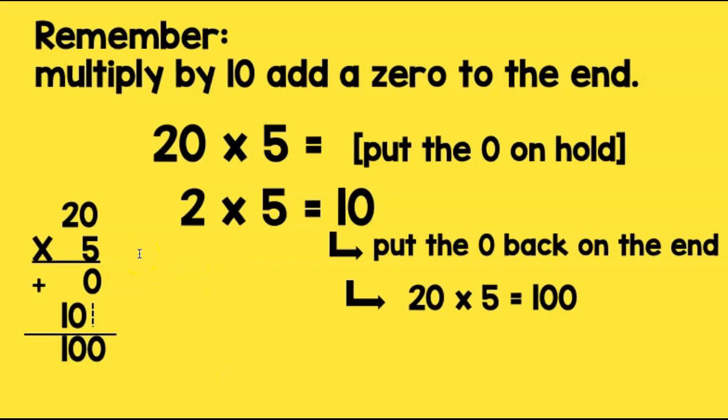Remember, multiply by 10, add a 0 to the end. So here we have 20 times 5. 20 is still multiplying by tens, so we're going to put that 0 on hold, and now we have 2 times 5. 2 times 5 equals 10. So if we put the 0 back on the end, we have 20 times 5 equals 100.